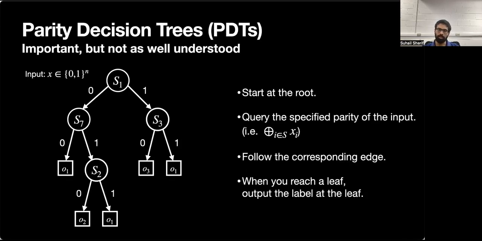Parity decision trees are very similar, but they're not studied as much and they're not as well understood. The only difference is that instead of having bits to query at each node, we have a subset of bits. And when we query the parity of a subset of bits, we get a single bit, 0 or 1, telling us whether there was an even number of ones or an odd number of ones in that subset of bits. And we do the same thing. We reach a leaf and we output the label at that leaf.